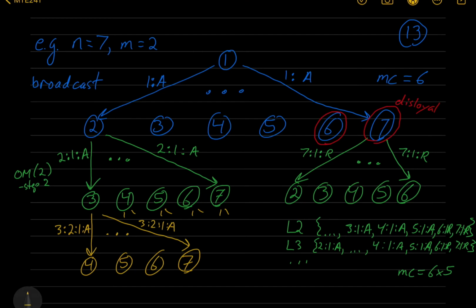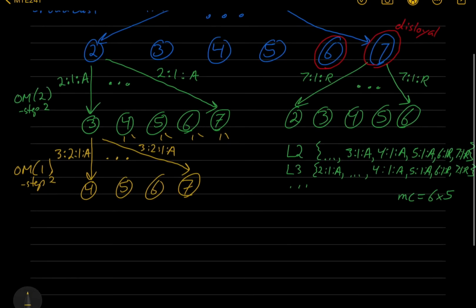So this is the OM algorithm with m minus 1, or 1, and this is still step 2, so we're still going down in the recursion. And what each of the lieutenant generals will receive here is 20 messages.